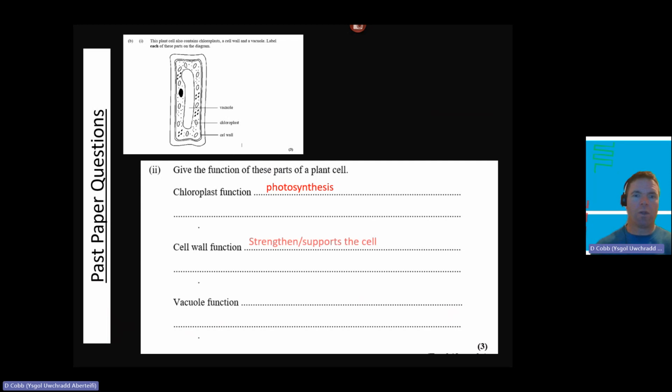The cell wall function strengthens or supports the cell. Again, you could say that it contains cellulose, or it's a cell wall made of cellulose, and that's what confers that strength to the cell. And the vacuole function, I don't think there's much more you can say about that. It stores cell sap. So hopefully you've had a chance to have a go at these. You pause the video, had a go at the questions, and then you can check against the answers that I've given.